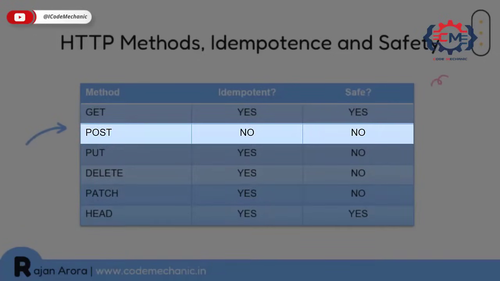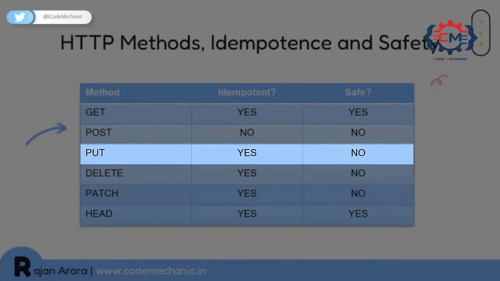They change state and should not be repeated, since doing so would create additional, possibly duplicate resources. Put requests put the system into a specific state. Making the same put request once, twice or many times should have the same impact on the system, but it does change state, so it is not safe.